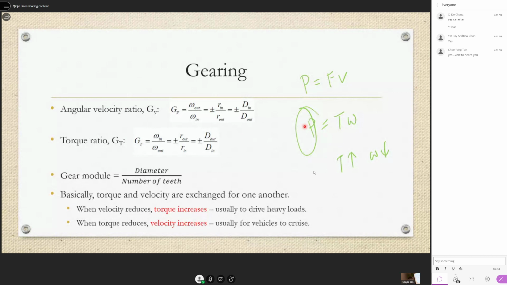Then there's another thing called a gear module. It's just a definition: the diameter over the number of teeth. So basically, torque and velocity are exchanged for one another, like I had just described. When velocity reduces, the torque must increase. And when torque reduces, the velocity must increase. So they go opposite from each other.